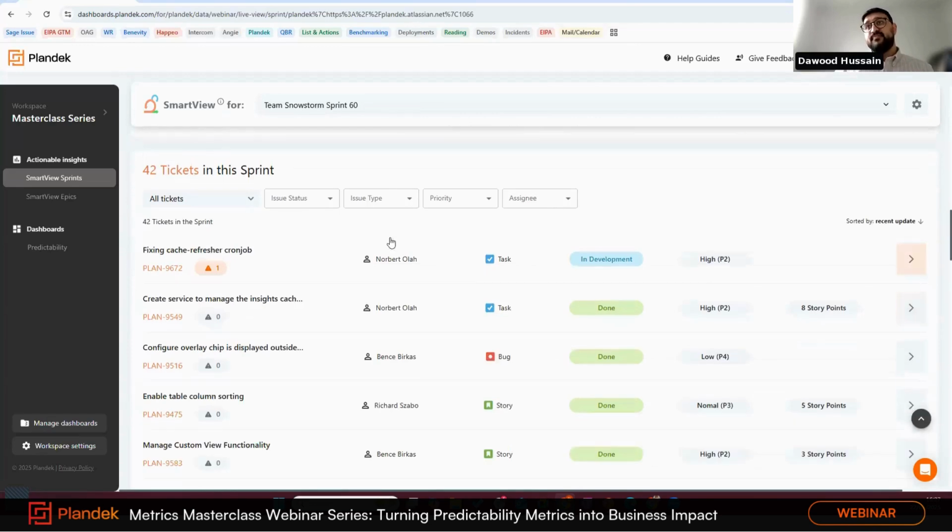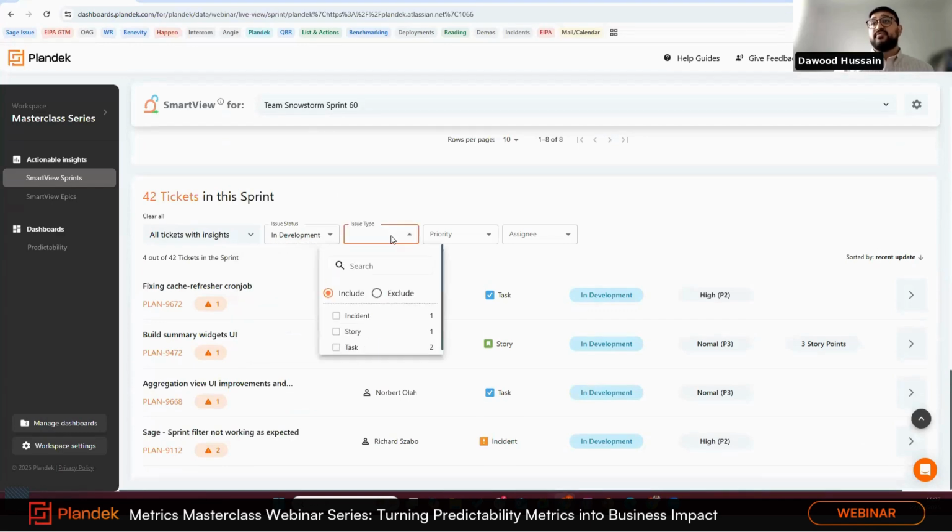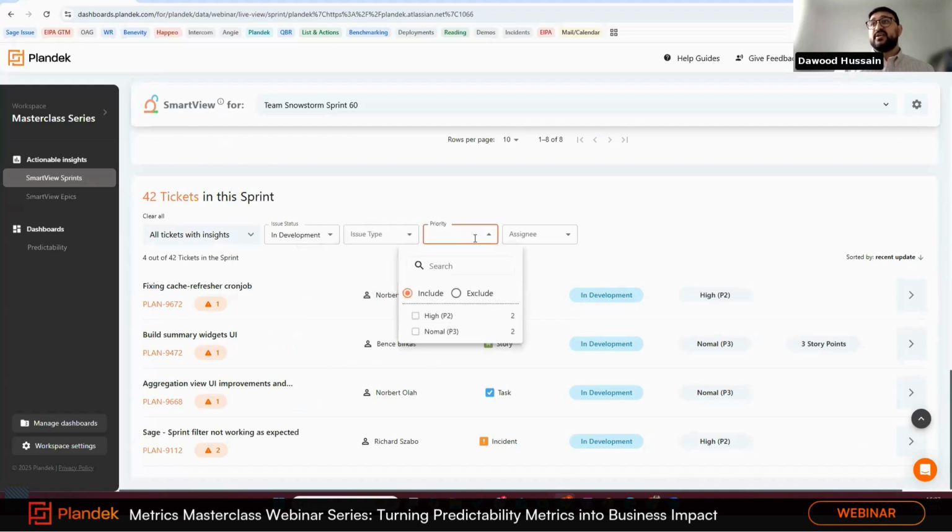But my favorite view is this one, which replicates what we have within the stand-up. And I wish I had something like this when I was a delivery lead as well, which is, I can filter here on all tickets within sites. I can click on issue status and see, okay, cool, I want to have a look at the tickets that I have in development. And I can filter by issue type as well, whether that's story, incident, or task. I can also filter by priority and then the assignee as well.